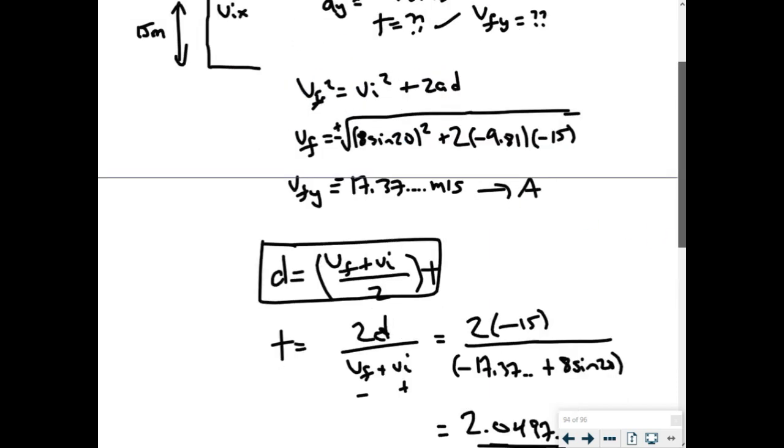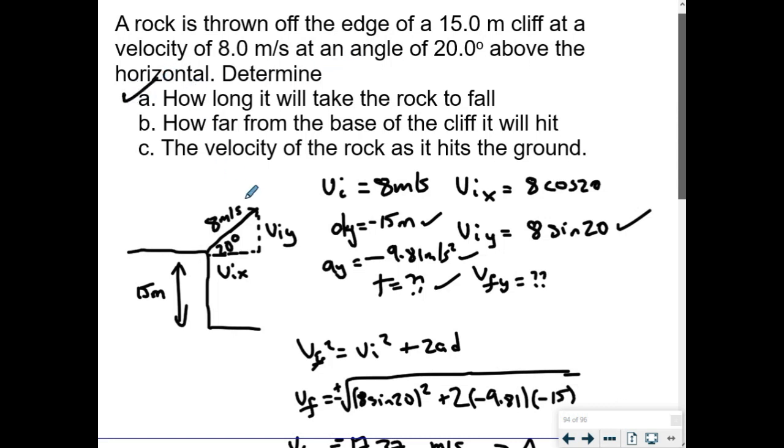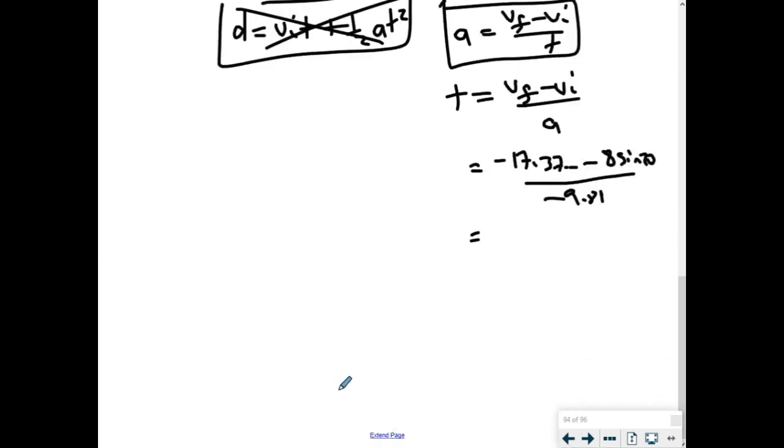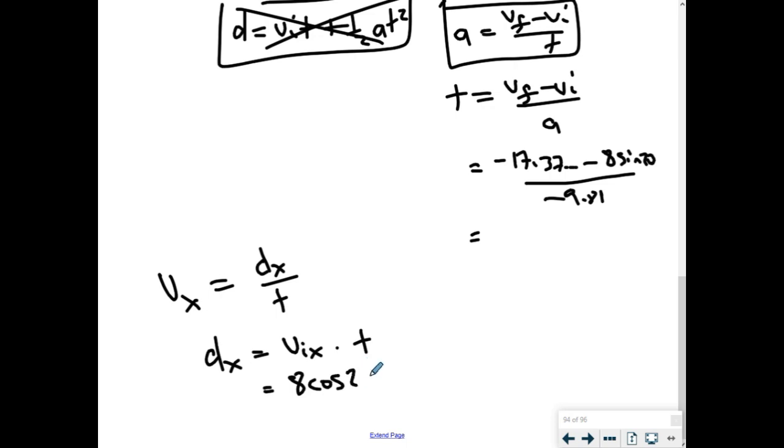So let's go back to my checklist. What am I solving for? I wanted to know how long it took the rock to fall. I have that. Now I want to know how far from the base of the cliff it's going to hit. We've come across this a few different times now, haven't we? Because that's now the x direction. In the x direction, your velocity in x will be your distance in x divided by time. So if I want to know dx, I'm going to take my velocity initial in x, which never changed, times time. Velocity initial in x was 8 cos 20, and the time value I just solved for was 2.04, etc., which I've saved as b.